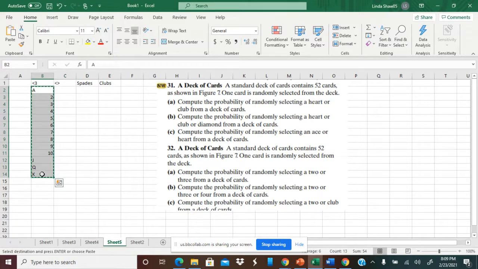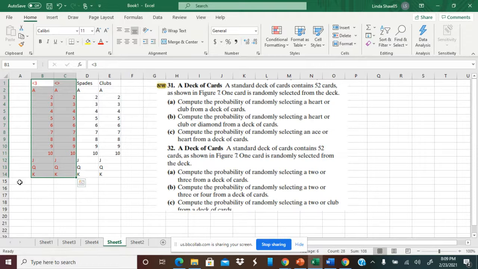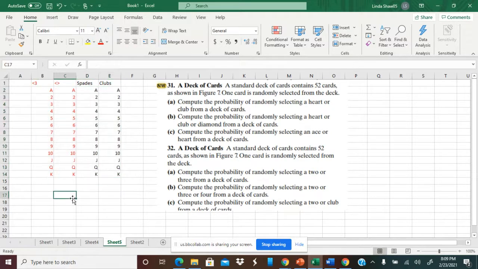It says as shown in figure 7. Well, I didn't replicate that figure here. Okay, and Linda's doing fancy stuff there. That's good. Now let's look at part A. Since we're talking about probabilities, the denominator is probably going to be 52. Part A says, compute the probability of randomly selecting a heart or a club from a deck of cards.